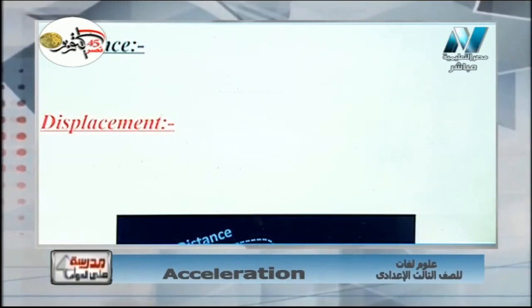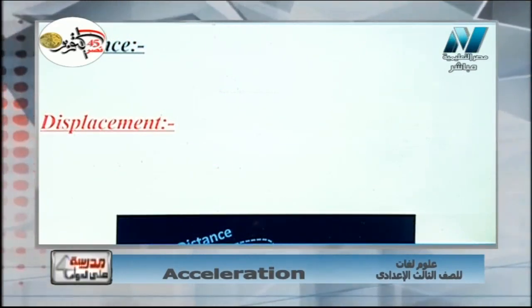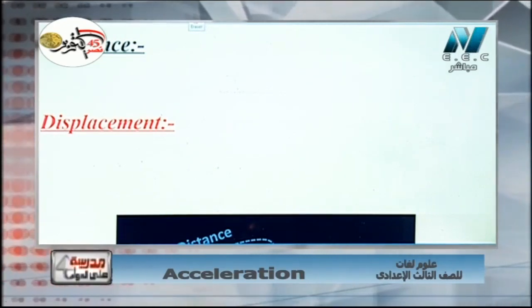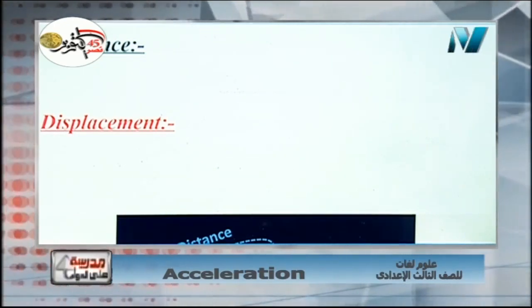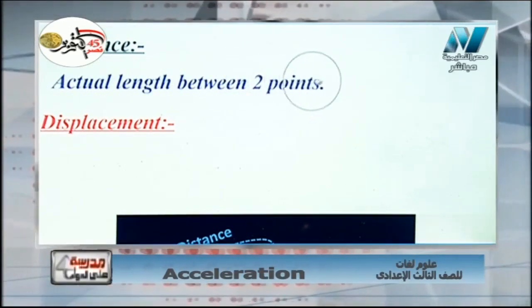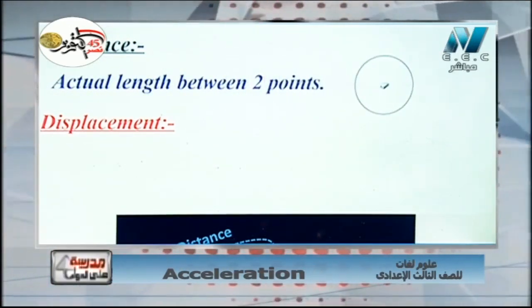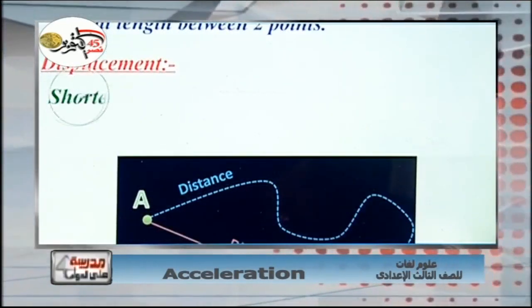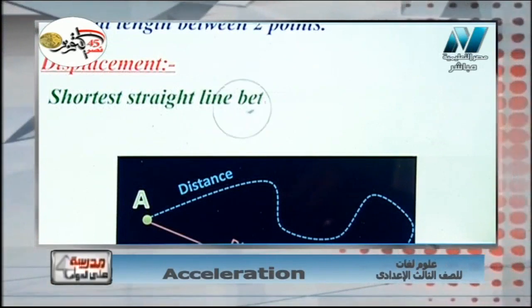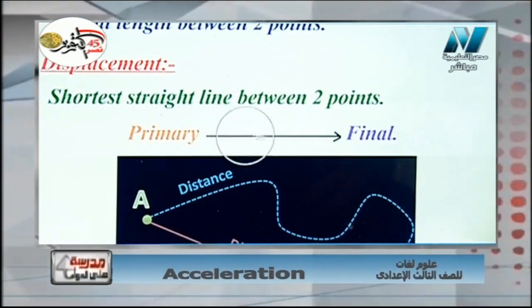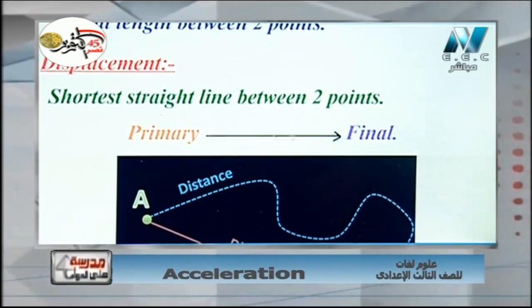Okay. How can we know the definition of distance? We want to know what distance means and what displacement means, and how we differentiate between them. Distance is the actual length between 2 points. And displacement, what is it? It is the shortest straight line between 2 points, between the primary and the final position.